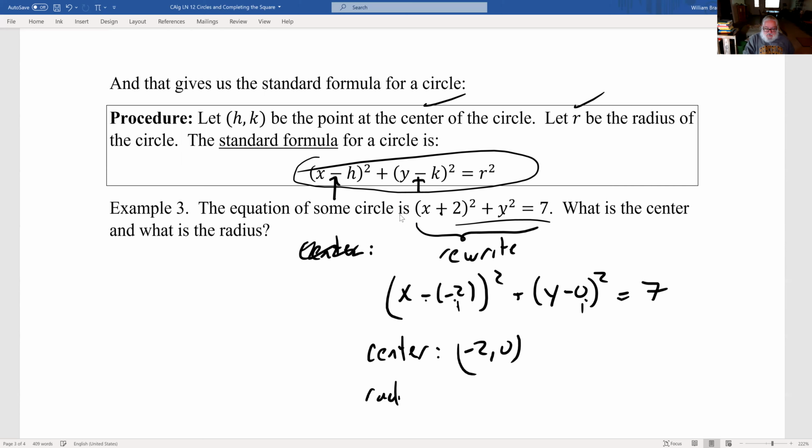The radius, keep in mind that this is always the radius squared. So the radius is actually r equals square root of 7. I have to take the square root of that, sorry.